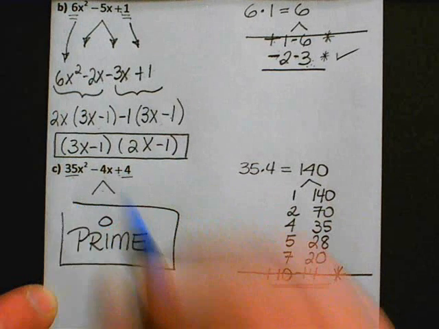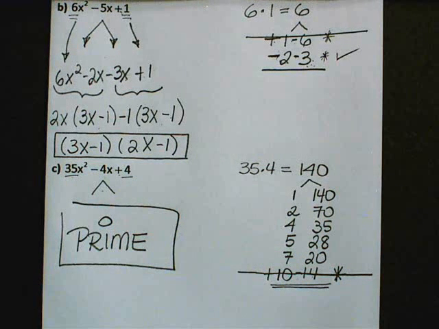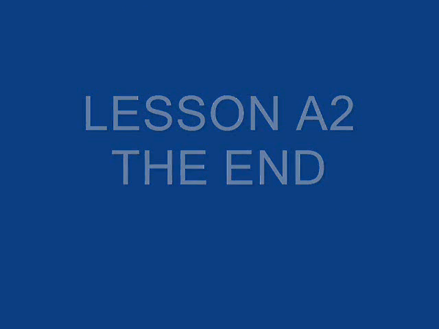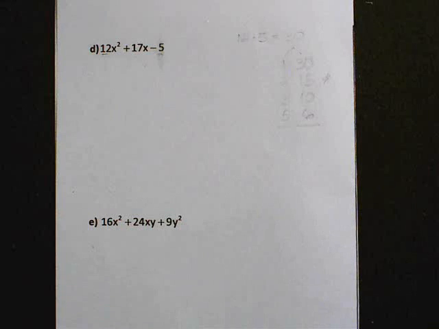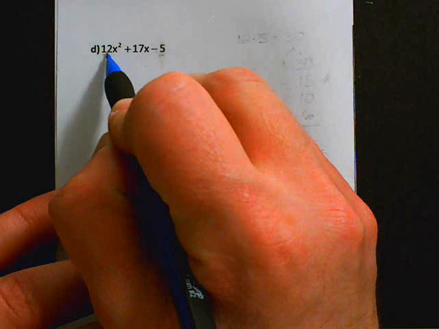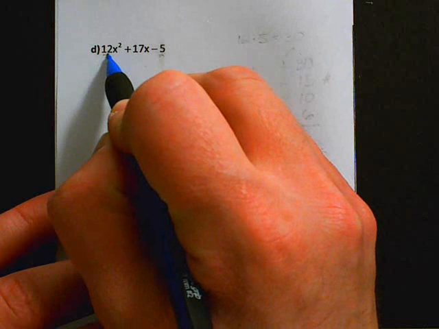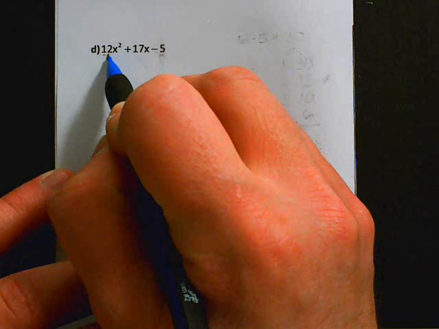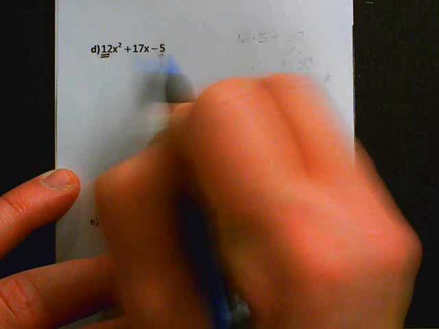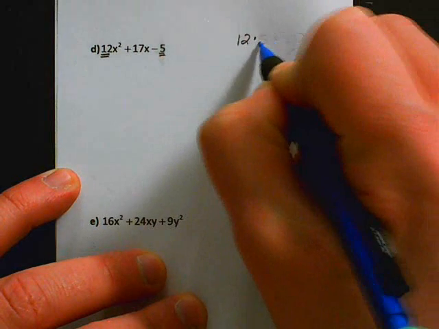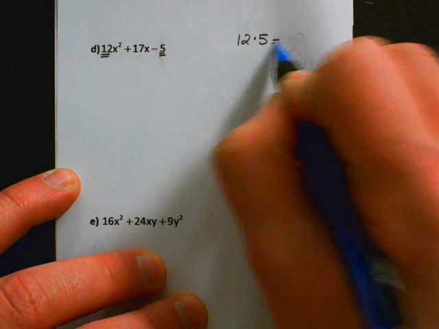Alright. Now what we're going to do is go to letter D on the back side of the paper. Okay, now we're going to do letter D. And basically in letter D, we ask ourselves what can I factor from all three terms over here? And the answer is nothing. So basically we're going to take number 12 and number 5 and multiply over here on the side. So 12 times 5 equals 60.